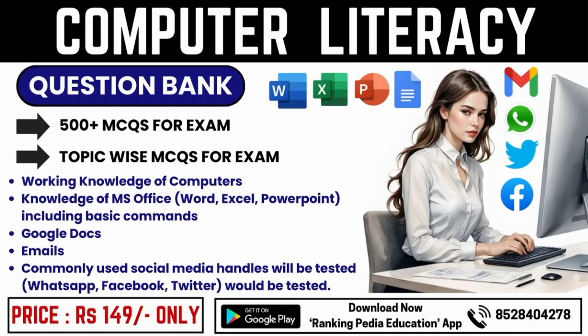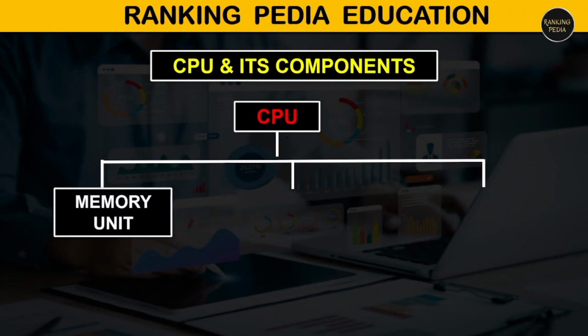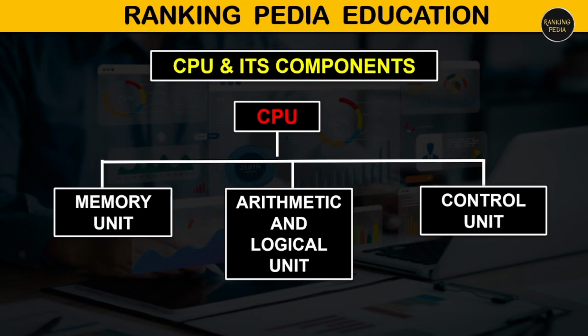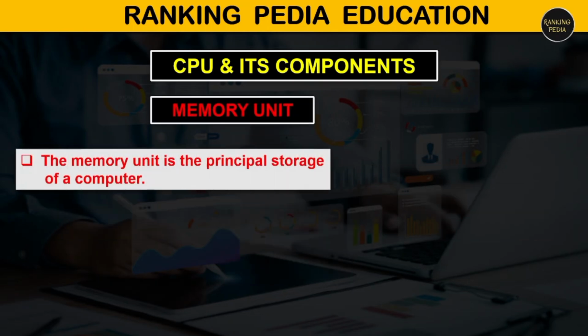So moving forward, next is the CPU and its components. Now we will discuss in detail what the CPU is and its components. The CPU consists of majorly three parts. First is the memory unit, second is the arithmetic and logical unit, and third is the CU, that is control unit. So we will start with the memory unit.